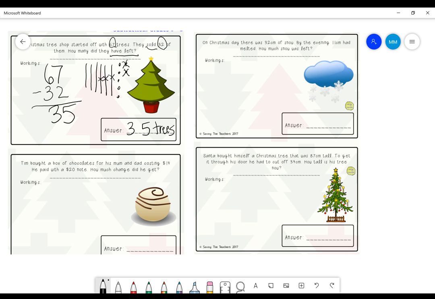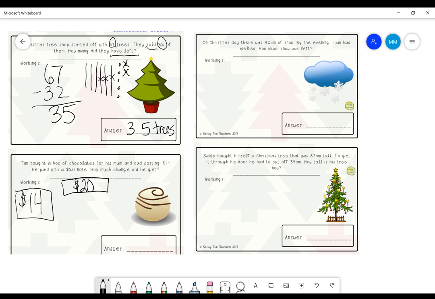All right, so let's think about this. Tim bought a box of chocolates for his mom and dad costing $14. So I'm going to draw a box. Here's his box of chocolates, and his box of chocolates was $14. He paid with a $20 bill. How much change did he get?